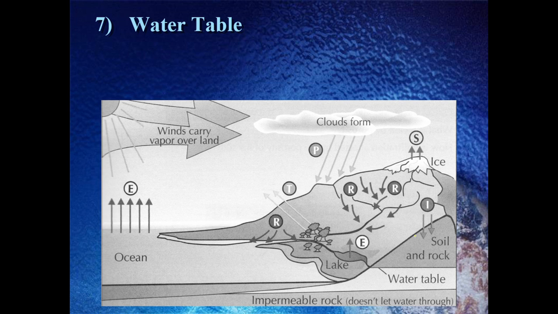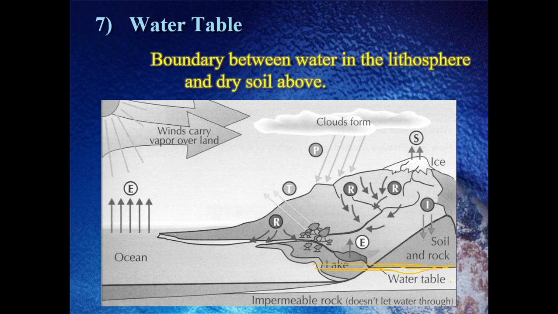Next, we have the water table. And we can see the water table is this line right here. And I'm going to kind of sort of highlight it, right? I know it went over, right? But notice that this is soil and rock up here. This is the water table down there. So it's that boundary between water in the ground and the dry soil above it.